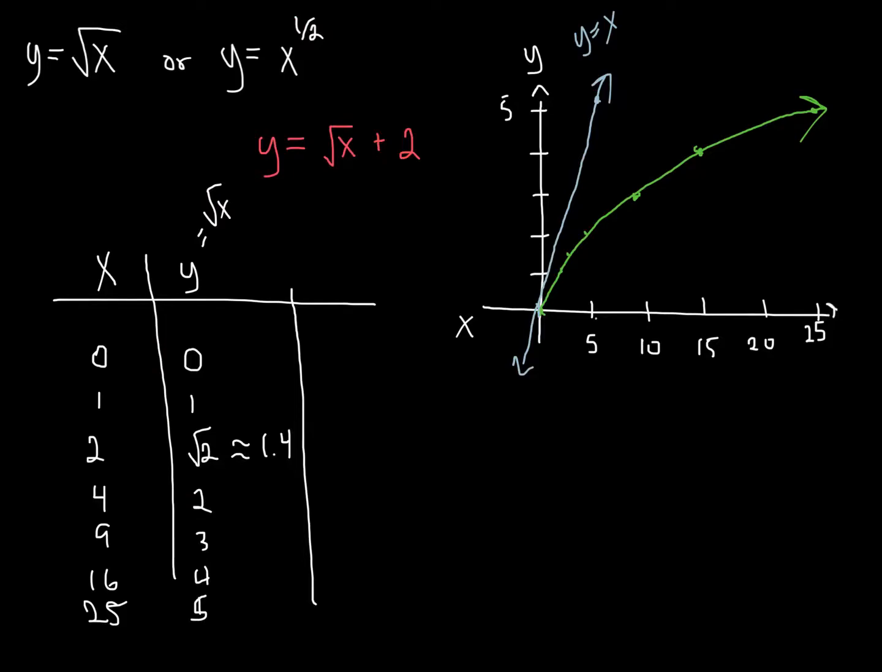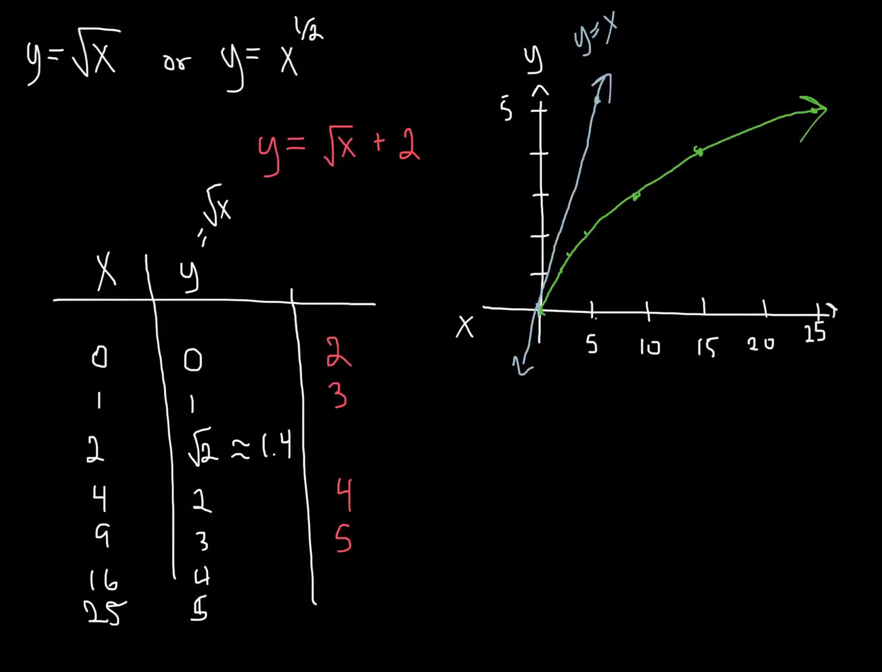Okay? So when I plug in 0, square root of 0 plus 2 is 2. Square root of 1 plus 2 is 3. Square root of 4 plus 2 is 4. Square root of 9 plus 2 is 5.